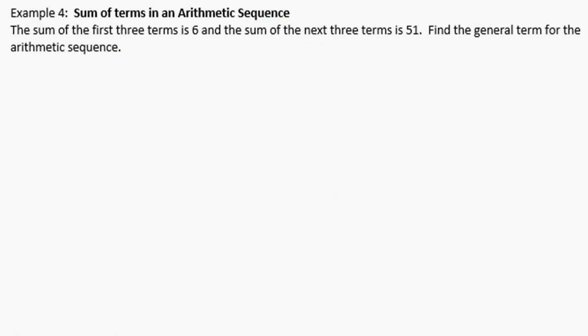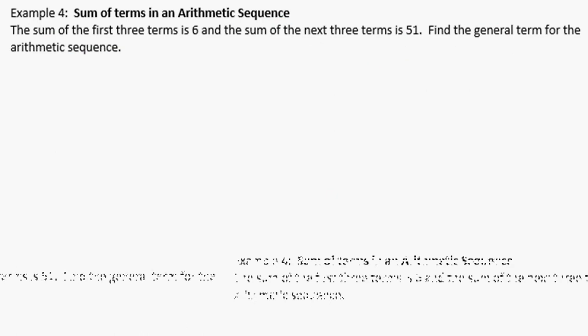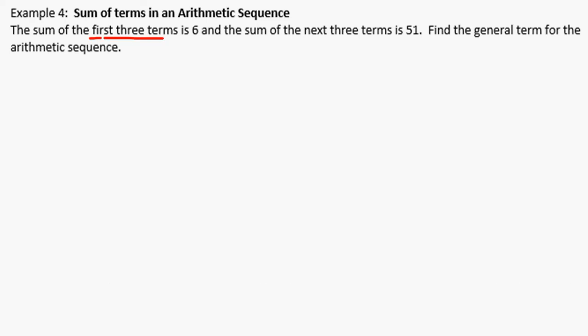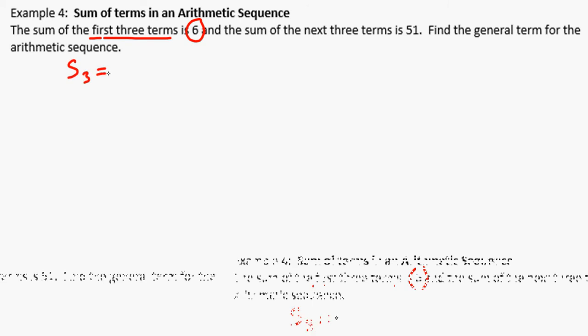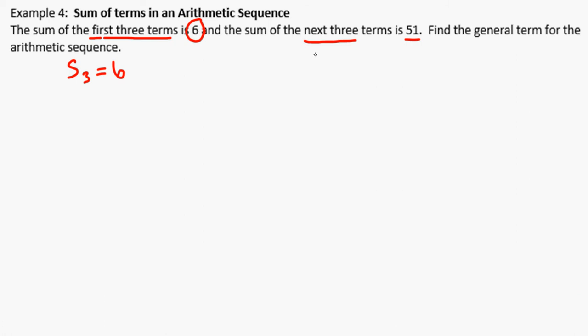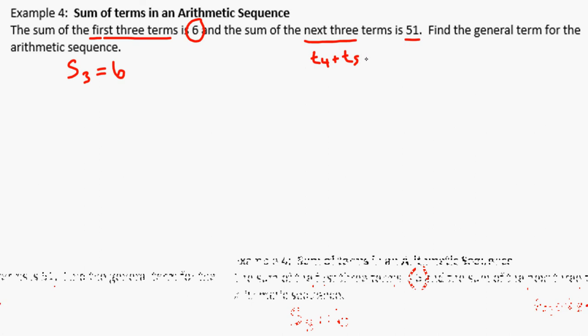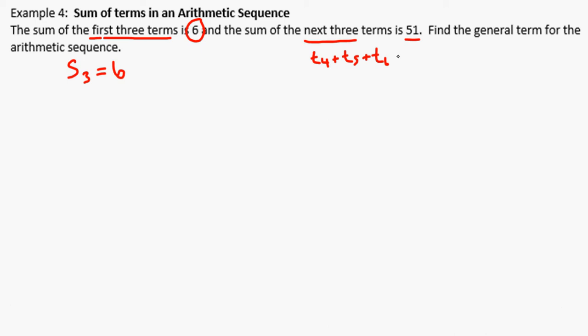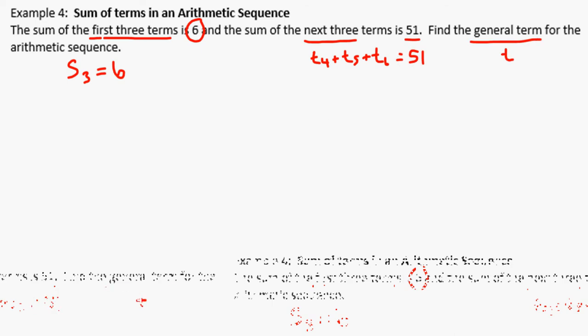Here we go. The sum of the first three terms in the series is 6. So this means S3 is equal to 6. First three terms, 6. All right. The next three terms is 51. What does that mean? That means T4 plus T5 plus T6, right? This is 1, 2, 3, 4, 5, 6, and this is equal to 51. Find the general term for this arithmetic sequence, so this is Tn.